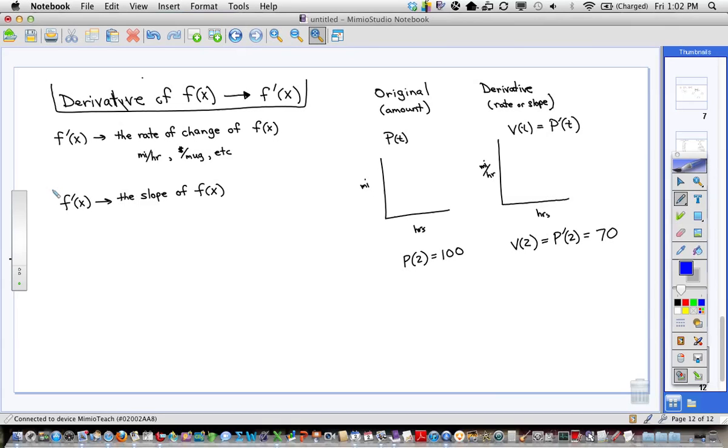But right here, the P graph, if this is P prime is 70 at 2, then that tells me that the P graph has a slope of 70. So let's look at that and see if that's reasonable. Now you're going to do this in your homework. You're literally going to come in here and draw a line.